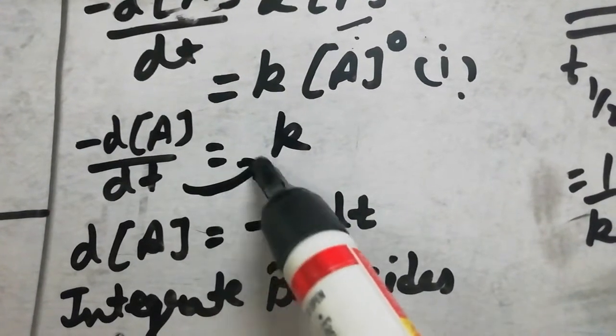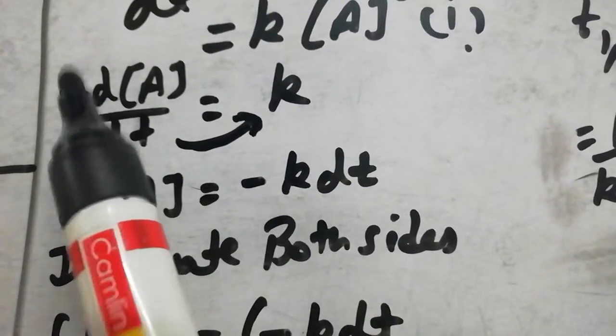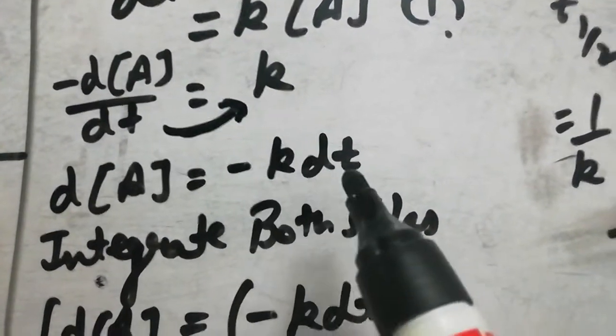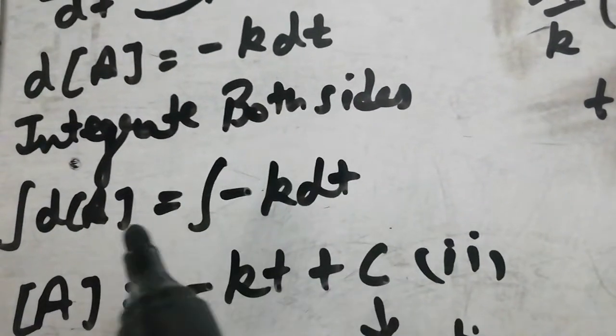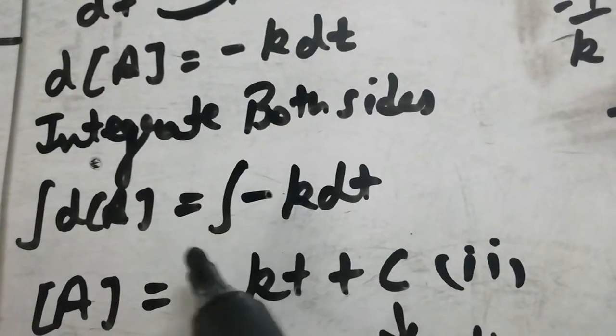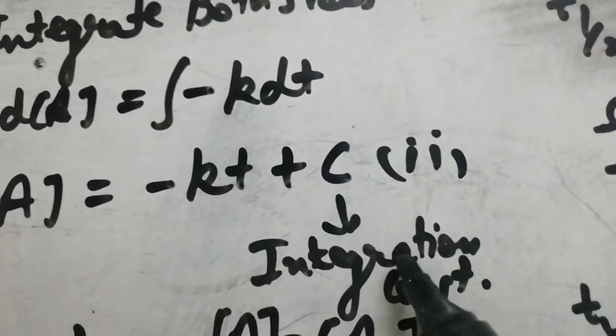Now taking dt on this side, we will get dA is equal to minus k into dt, taking the minus also on this side. Now we have to integrate on both the sides. Putting the integration sign and integrating these equations on both sides, we will get concentration of A is equal to -kt plus C. Here C is the integration constant and this is your equation number 2.